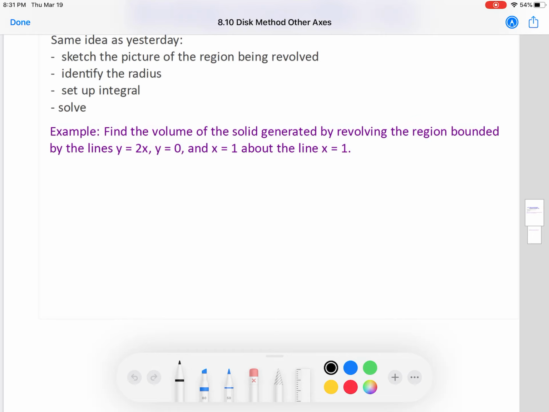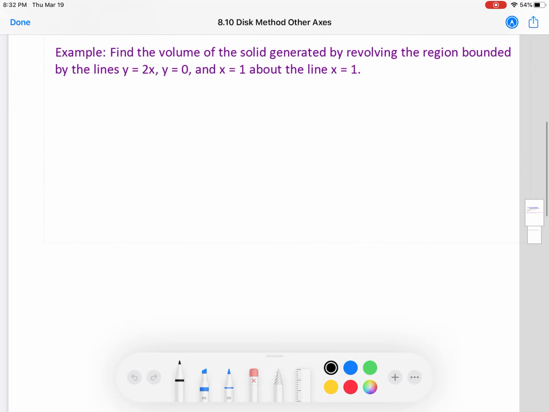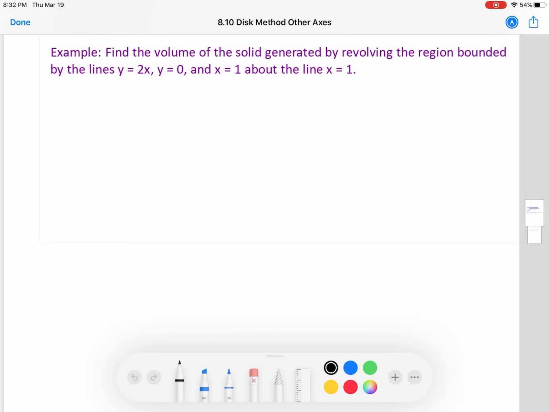And one thing that helps you calculate that a lot is actually just drawing a quick little sketch. I'm not looking for masterpieces of art or anything like that, just a quick sketch to help you visualize what's going on really truly is the best thing you can do. From your picture, you identify the radius, set up an integral, and then just solve your integral to get the volume you're looking for. So let's take a look at this very first example here.